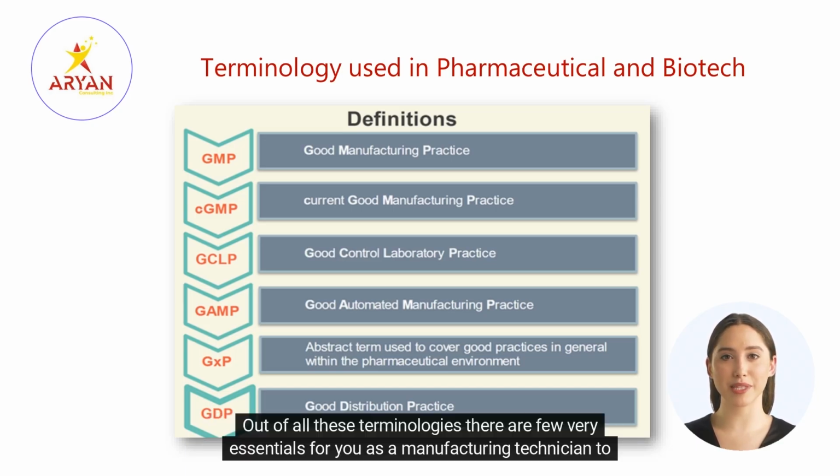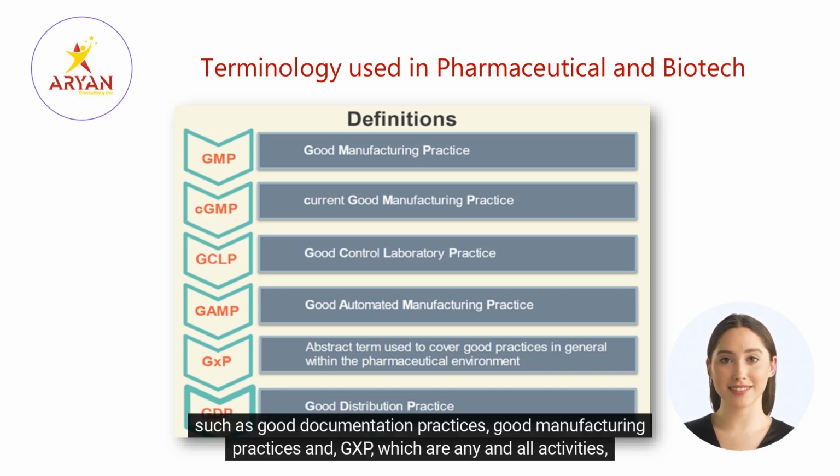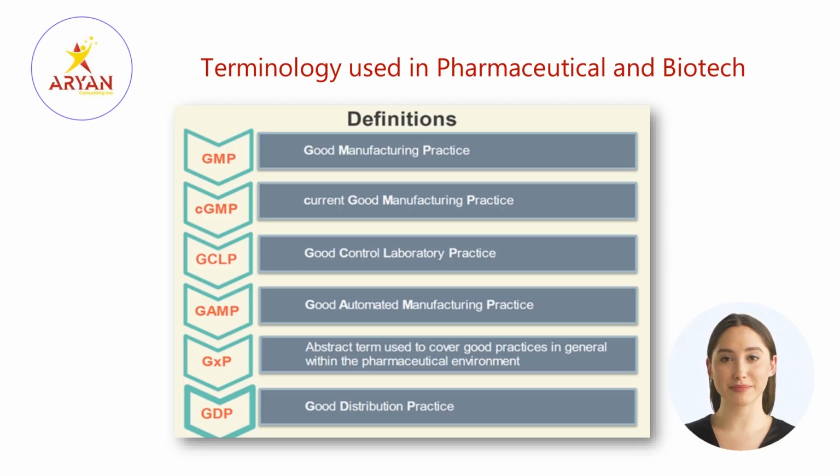Out of all these terminologies, there are a few that are very essential for you as a manufacturing technician to lock in your memory, such as good documentation practices, good manufacturing practices, and GXP. Any and all activities, and any and all documents related to manufacturing in biotech and pharmaceuticals are considered GXP items.